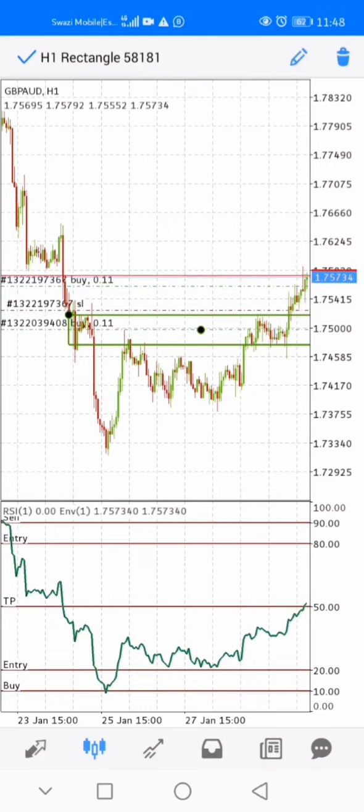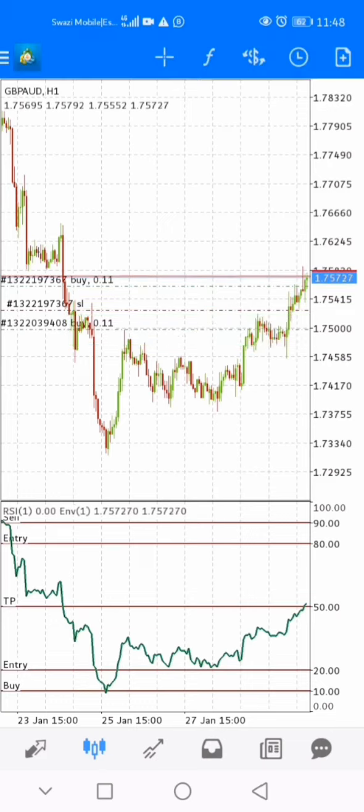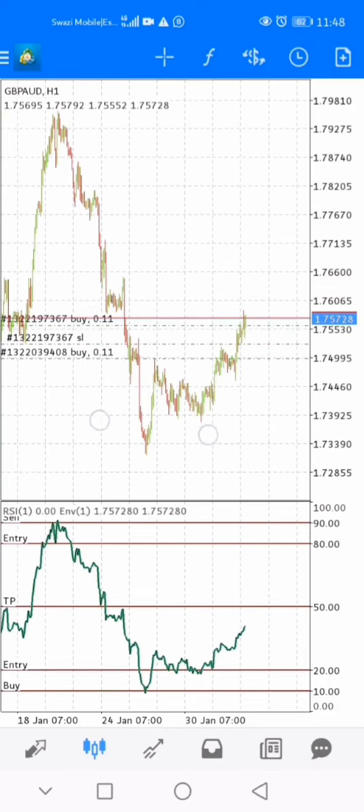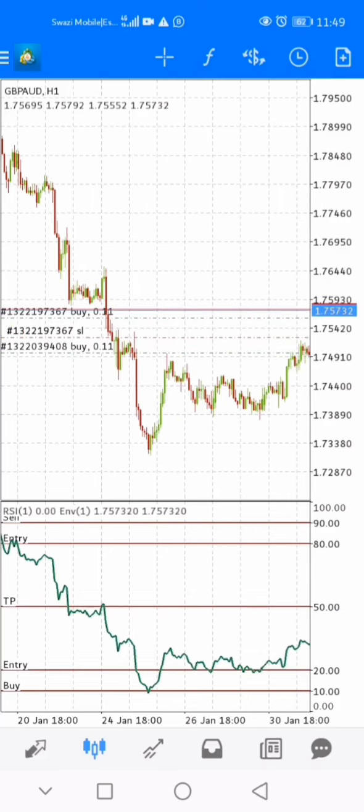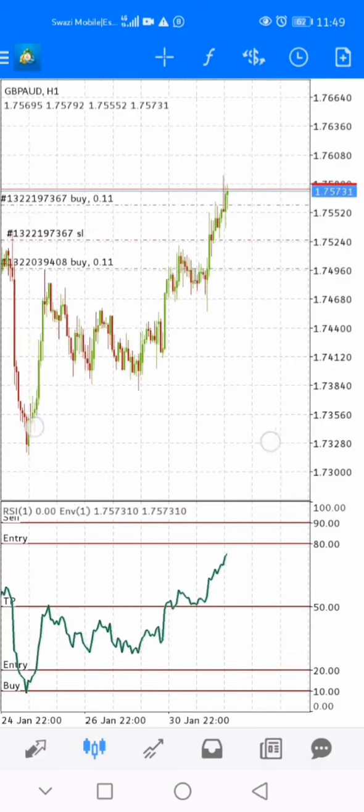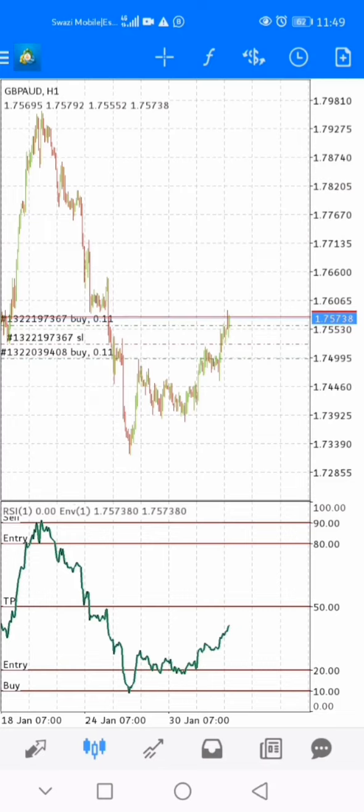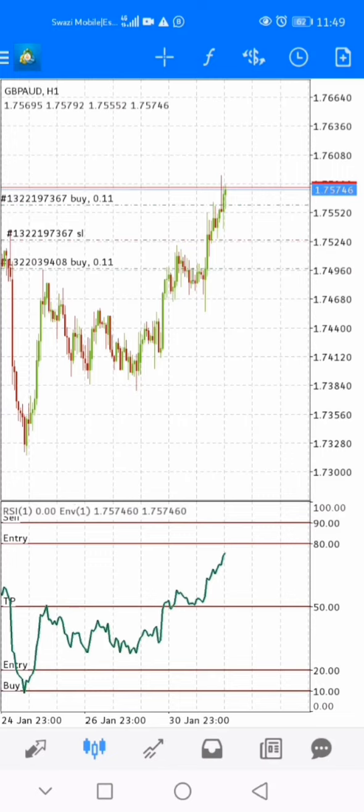But first, let me talk about the zoom level. For the zoom level, you zoom out. I don't know where they start counting from, but you zoom out, and then you move to the first step like this. That's the zoom level that I use.